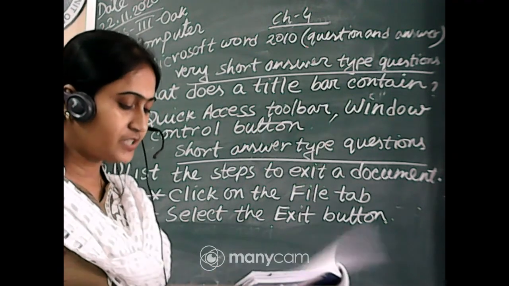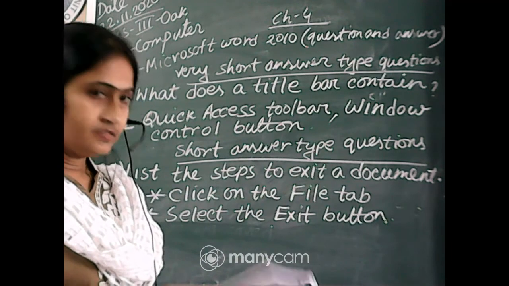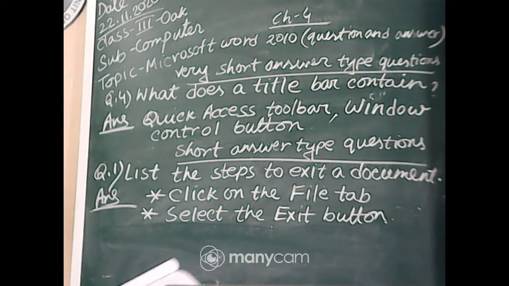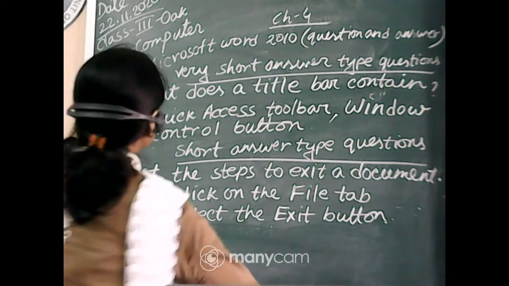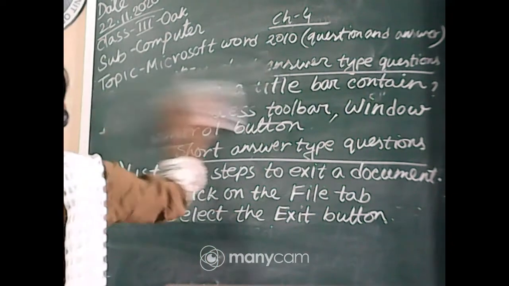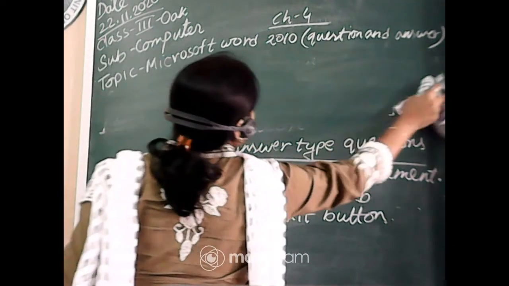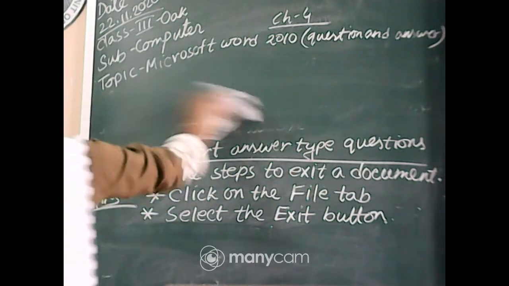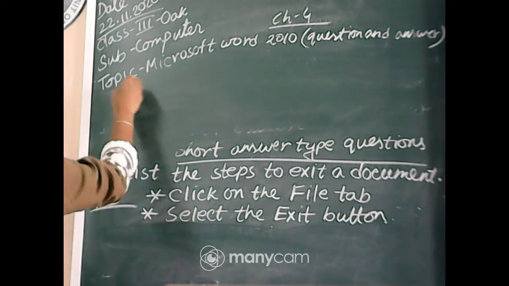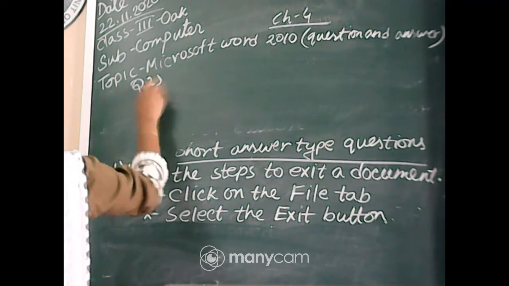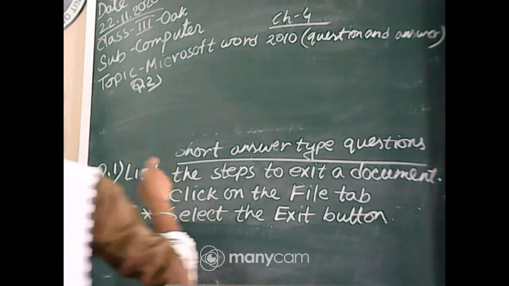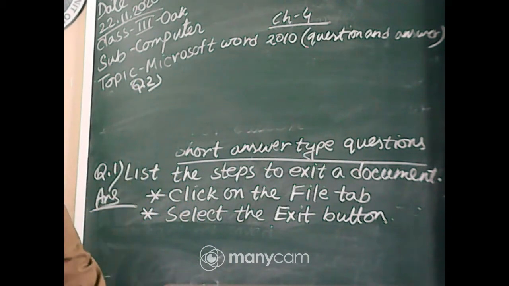Next question. Can I rub the board? If I write it down, you cannot see the board clearly. Okay. So, question number 2. Question number 2. Write the steps to open a file.